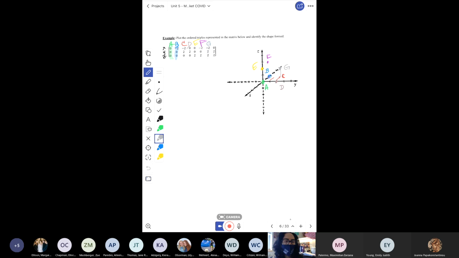Yes? And then all I have left is H. H is telling me go 0, go right 2, go up 2. So now if points, what shape, I skipped a point. What shape do I have? What is that? It's a little cube. And what is the order of this matrix?